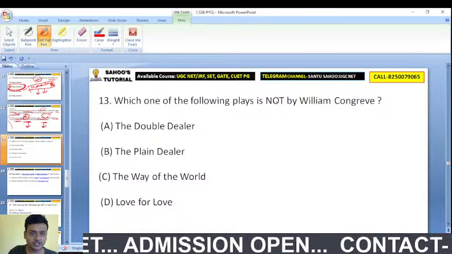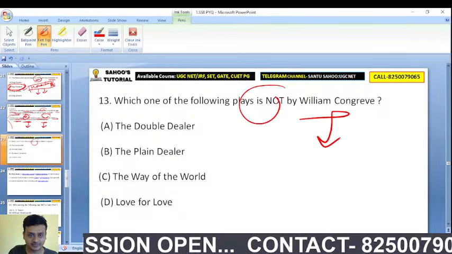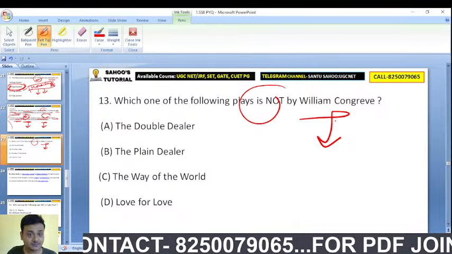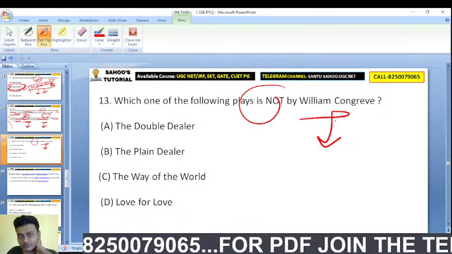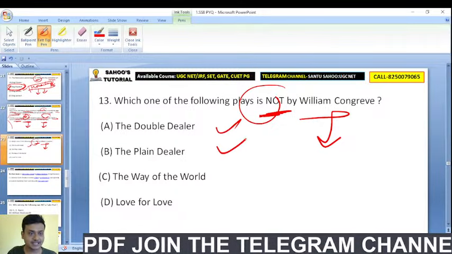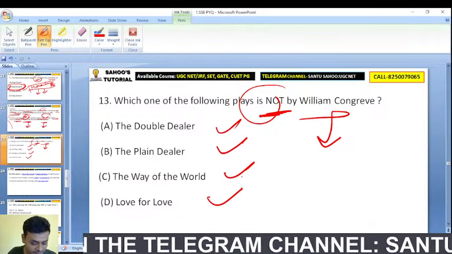Which one of the following plays is not by William Congreve? William Congreve is a famous Restoration playwright. Which is not by William Congreve? Double Dealer, Plain Dealer, Way of the World, Love for Love.